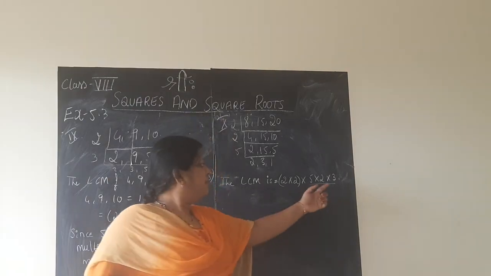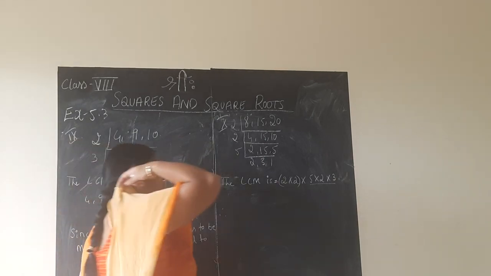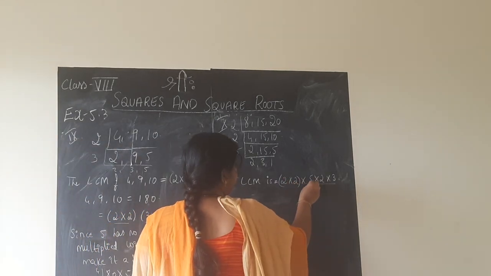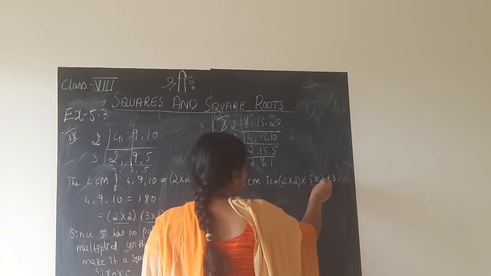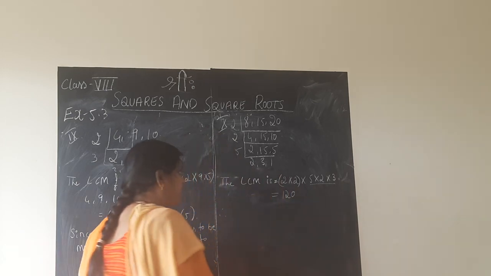So 2 is in pair, 5, 2, 3 are not in pair. So as we did here, children, we shall multiply all the terms here. 2 2s are 4, 4 5s are 20, 20 2s are 40, 40 3s are 120. That is equal to 120.